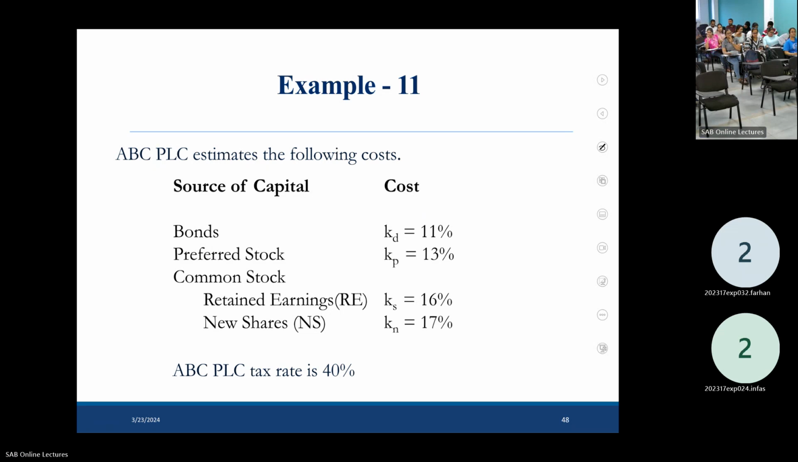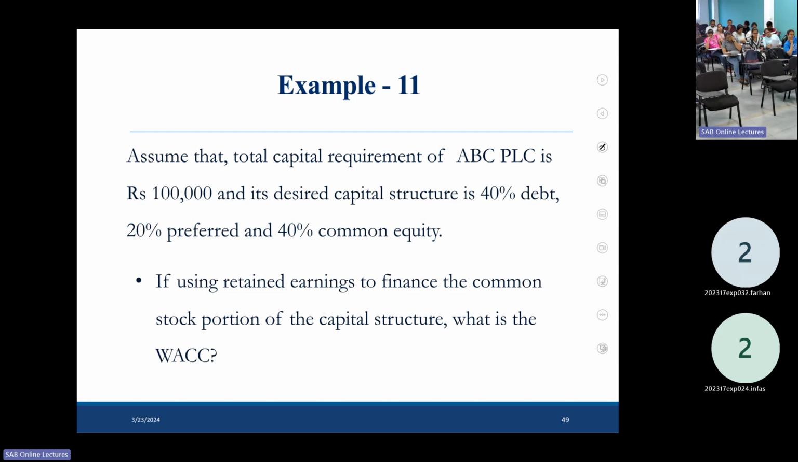You are given for the ABC PLC company, the sources of capital: bonds, preference shares, common stock. Cost of debt is 11%, cost of preferred stock 13%, cost of equity, retained earnings and the new share issue, 16 and 17%, and the tax rate is 40%. And we were also provided the assumed total capital requirement of ABC PLC, which is 100,000 rupees.